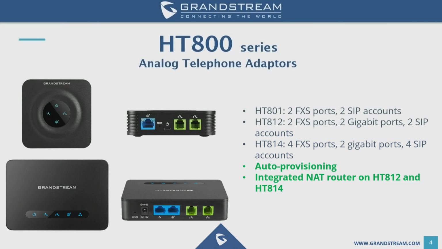So let's start with our HT800 series. These are our new series of analog telephone adapters. We have the HT801, which gives you 2 FXS ports, 2 SIP accounts, the HT812, which gives you 2 FXS ports, 2 gigabit ports, 2 SIP accounts, the HT814, 4 FXS ports, 2 gigabit ports, 4 SIP accounts. There's also now an HT802, I believe, in there as well. Is there? Am I making that up? All right, that's what I thought.